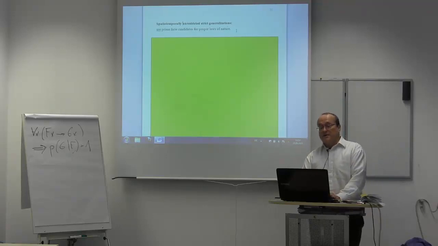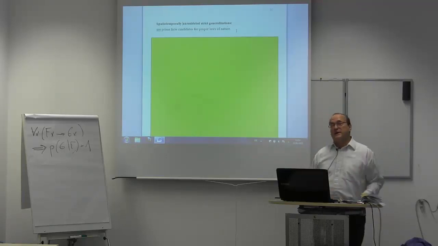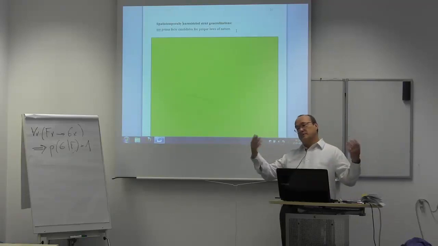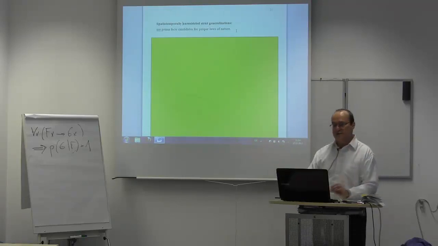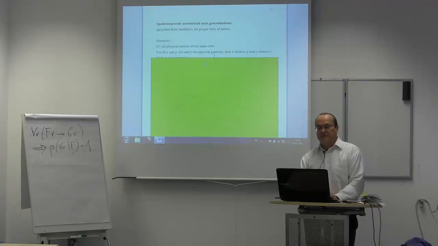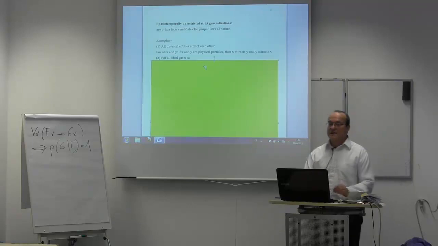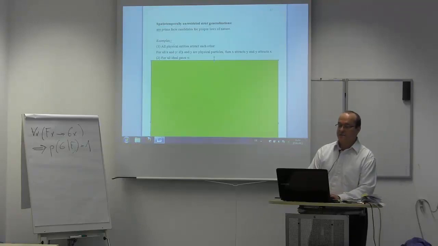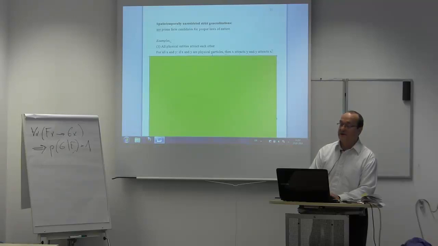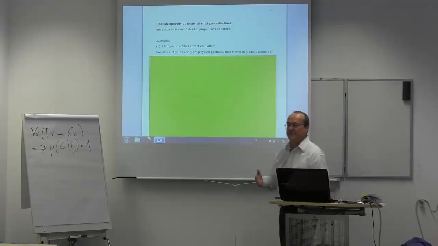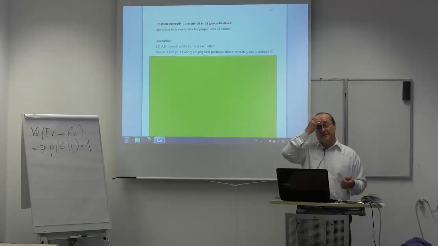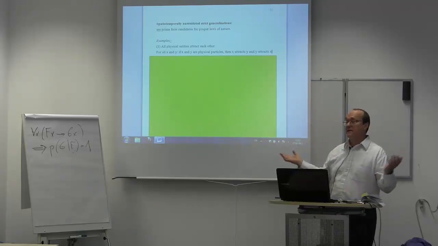So you say they are law-like, that means so much that if they were true, they are laws of nature. For instance, examples like all physical entities attract each other. So for all x and y, if x and y are physical particles, then x attracts y and y attracts x. So that is a full logical formalization of this law. The law of gravitation in classical physics is an unrestricted law.